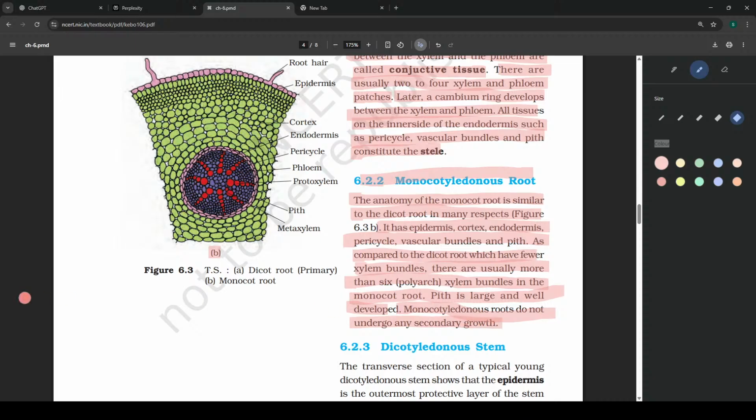Okay. Everything is mostly similar to the dicot root, but what changes here is the number of xylem and phloem bundles. In the dicot, we saw it was 2 to 4, but here we see 6. This is a polyarch situation. And one more thing: there the pith was inconspicuous and small, but here the pith is large and well developed, and there was lateral growth there. Here in monocots, there is no secondary or lateral growth.